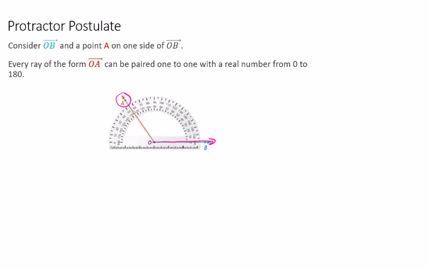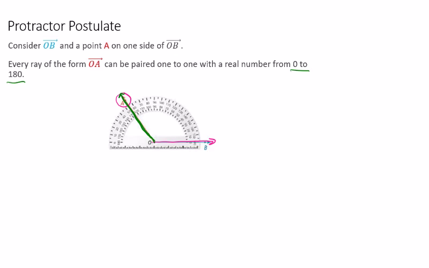So A is just some point on one side of OB, and so if I draw a ray from O to A, okay, and form an angle with OA and OB, then the ray OA can be paired with some number from 0 to 180, right? So I can associate some number from 0 to 180 with the ray OA, right?